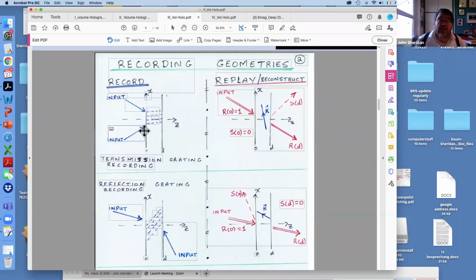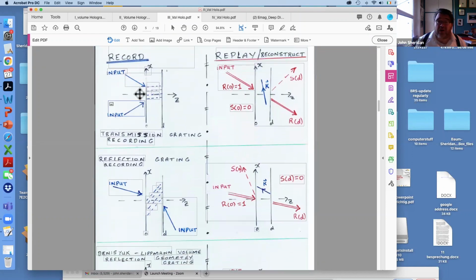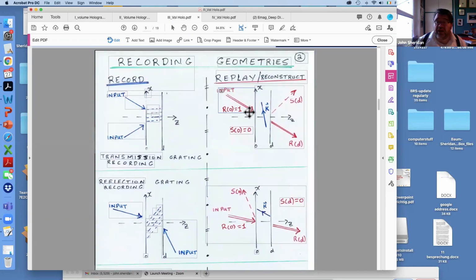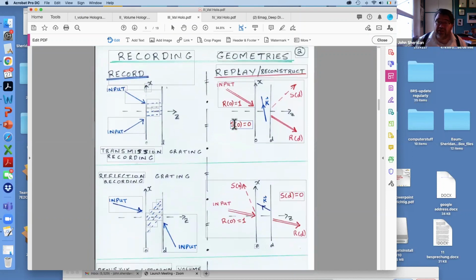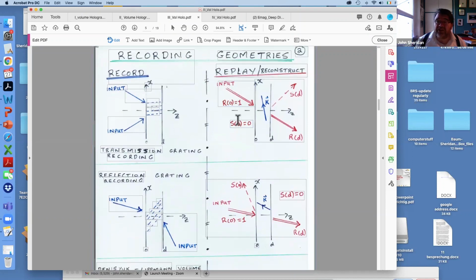Now here we have again, and I'm going to emphasize these things over and over again just so you get used to this. I know it might be annoying, but it's to get you more and more used to this idea of representations and descriptions. Here we have a recording, and here we have the replay or reconstruction of this slanted transmission grating. We have specifically laid out the boundary conditions in that case, and we want to know S of D and R of D.